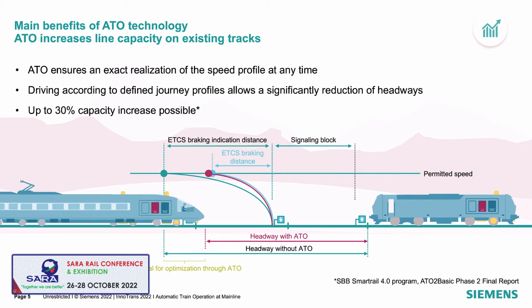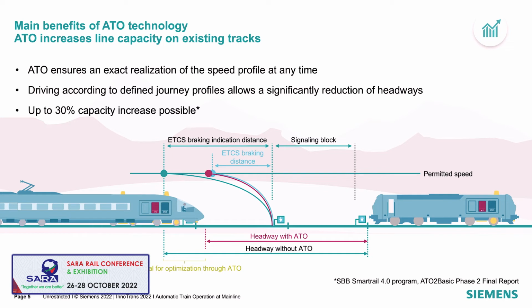And now we see the ATO line, the ATO curve. The train moves directly till the ETCS braking distance occurs and is a little bit below that curve. So that means the headway with ATO is much shorter than without ATO. That gives us a potential capacity increase of around about 30%. I think that is interesting.